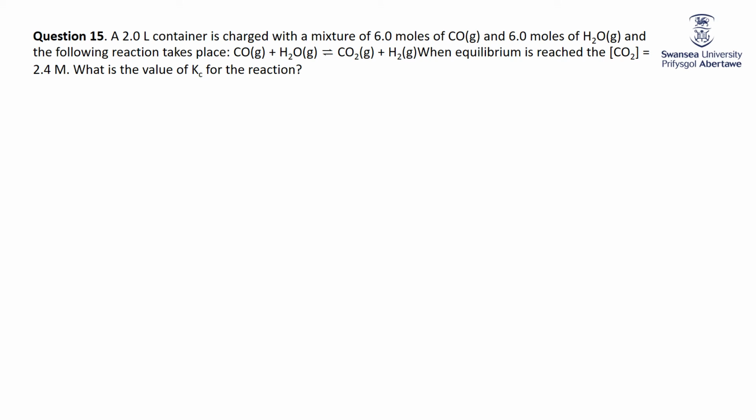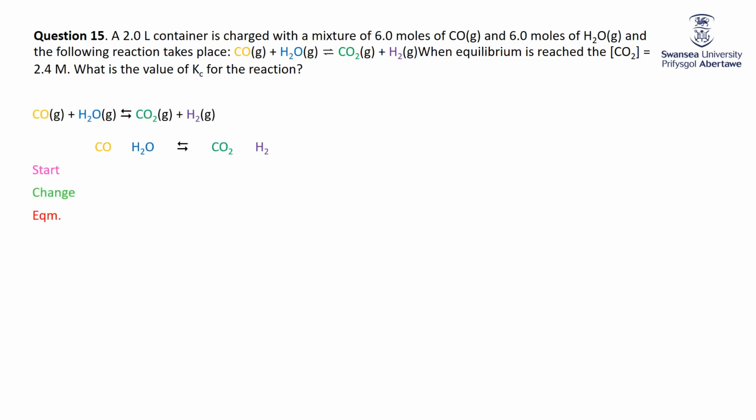A 2-litre container is charged with, so in other words, we start with 6 moles of CO, 6 moles of H2O, and the following reaction takes place. So it's starting concentrations in a 2-litre container, do notice that, and we're told that at equilibrium the CO2 is 2.4. Again, what's the value of Kc?